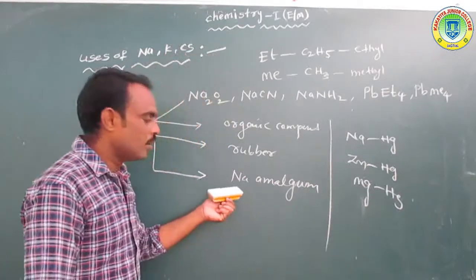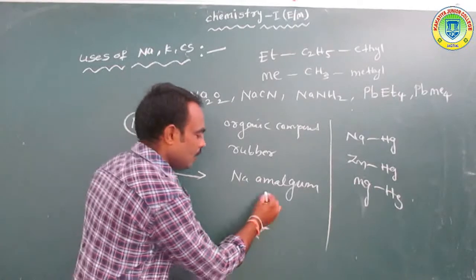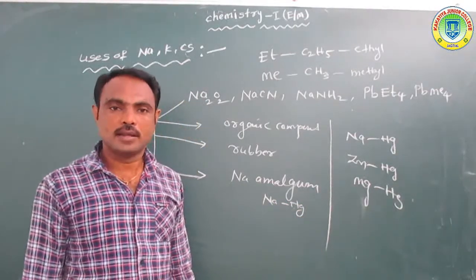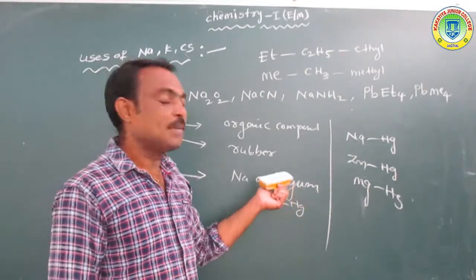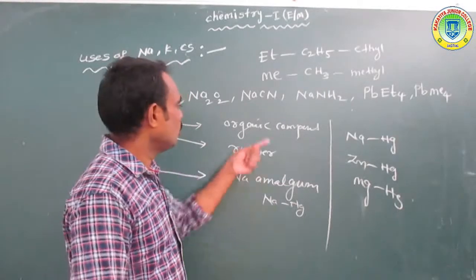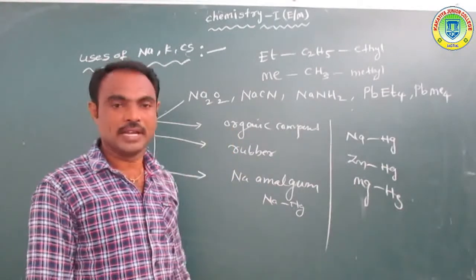So overall, sodium and mercury is called sodium amalgam. This sodium amalgam is used for a number of different types of compounds. Okay, so that is the use of sodium metal.